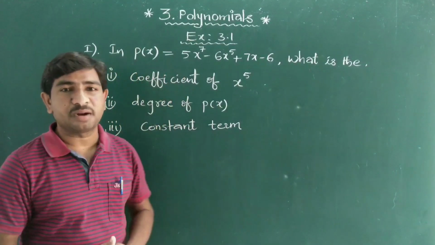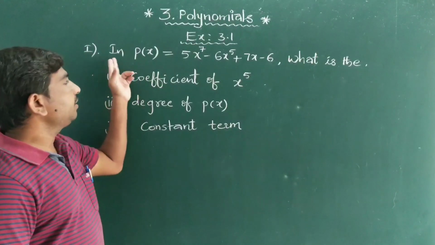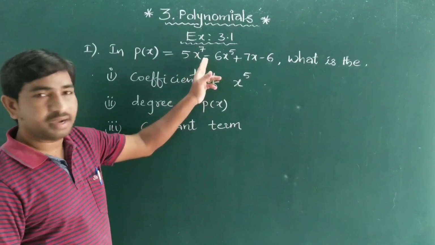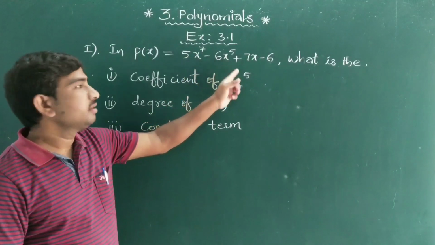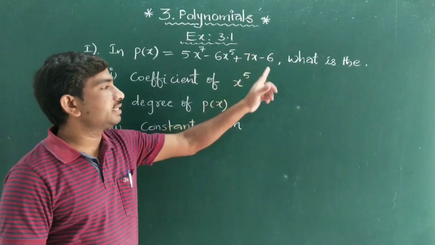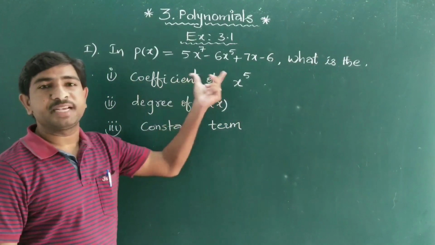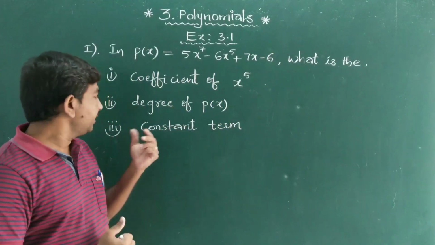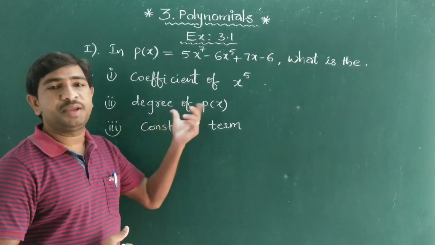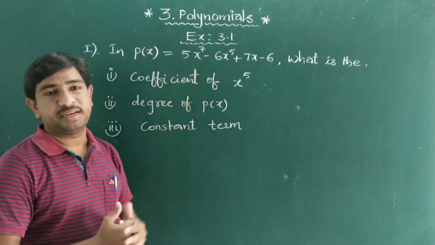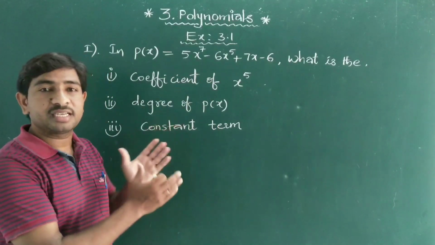Okay, so what is the first problem? P of x is equal to 5x power 7 minus 6x power 5 plus 7x minus 6. What is the first question? Coefficient of x power 5. The second question, degree of P of x. And the third question, constant term from the given polynomial. So this is the given question.